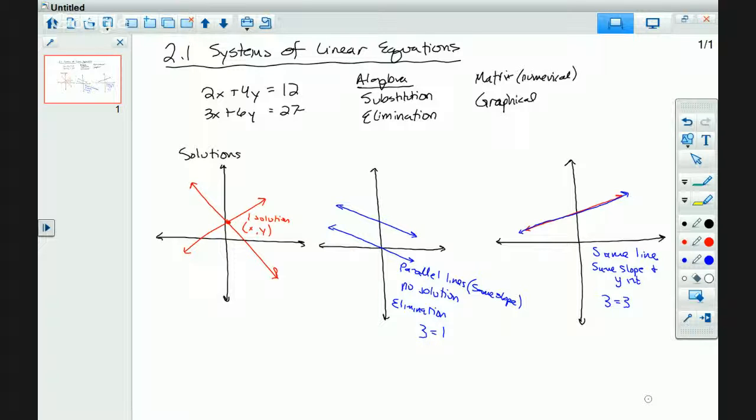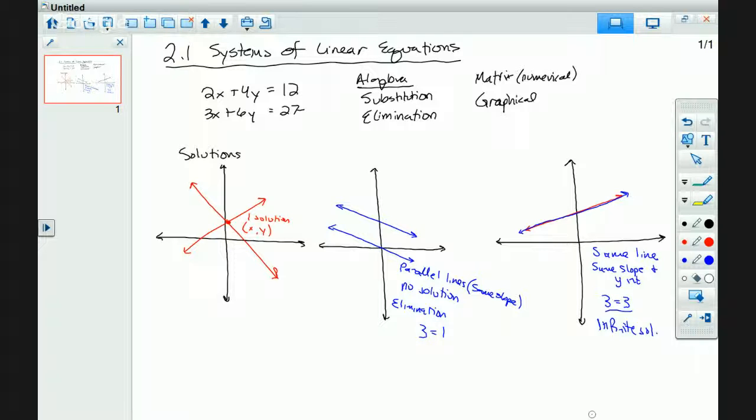If you saw that mistake, please tell me, because I do that all the time. So one solution, it'll give you an x and a y. No solutions gives you a false answer here. Infinite solutions gives you something like that, where everything is the same.